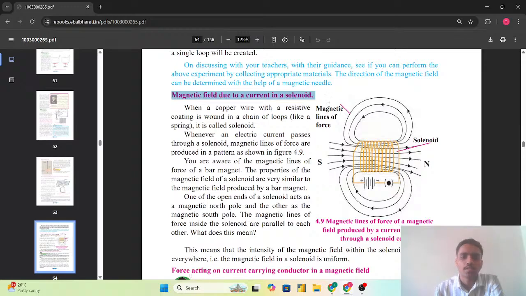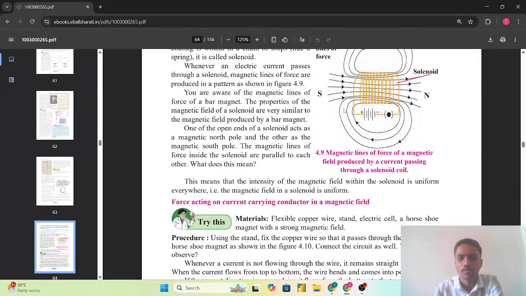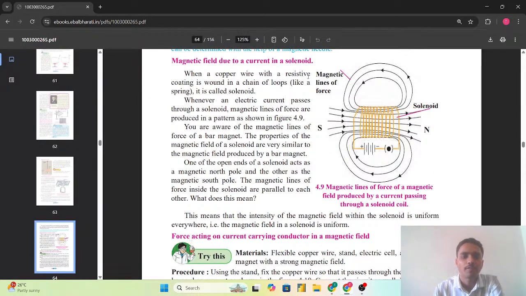Magnetic field due to the current in a solenoid. When a copper wire with a resistive coating is wound in a chain of loops like a spring, it is called a solenoid. So this may be asked in the exam regarding the solenoid: how the magnetic field is produced.